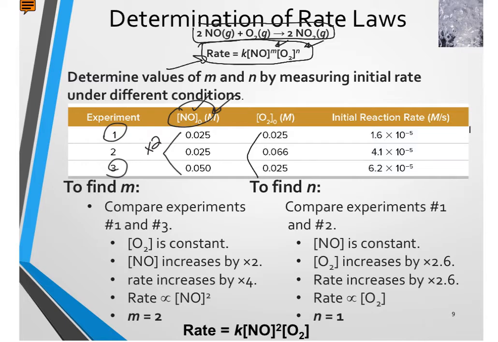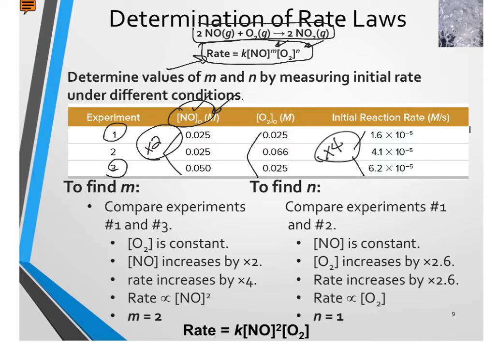So what happens to the rate comparing experiments 1 and 3? You're comparing these two. The rate for experiments 1 and 3 increases by a factor of 4. So when the concentration changes by a factor of 2, the rate changes by a factor of 4.